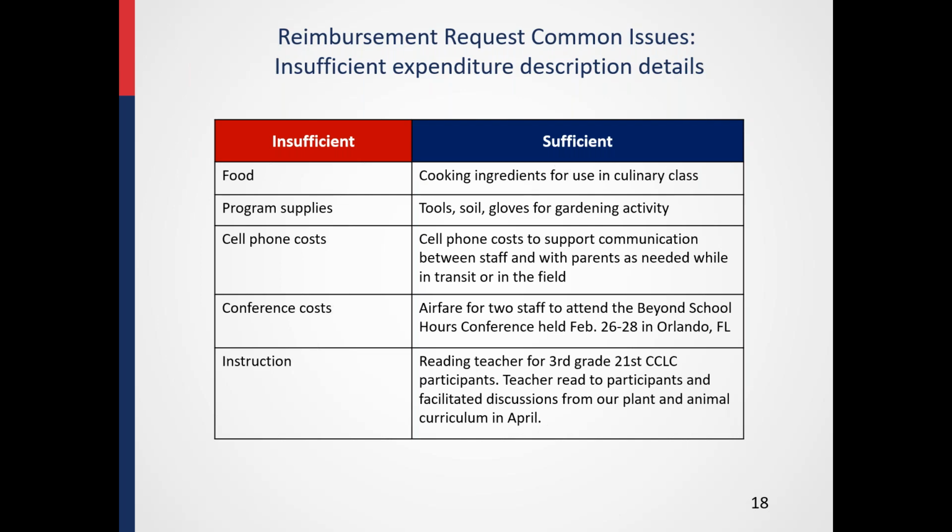"Program supplies" is very vague and does not offer enough information to determine if the costs of the items are reasonable. So when you're doing supplies, you need to list at least some of the examples, usually the highest dollar amount per item examples. For instance, "tools, soil, gloves for the gardening activity." The gardening activity was described in the application, and the things that were purchased weren't just program supplies, because that could be anything. Tools, soil, and gloves gives you an idea of about how much that should cost, and you can match that to the amount being requested.